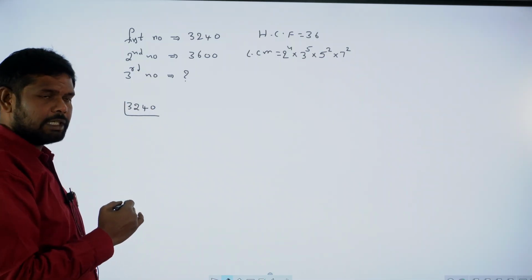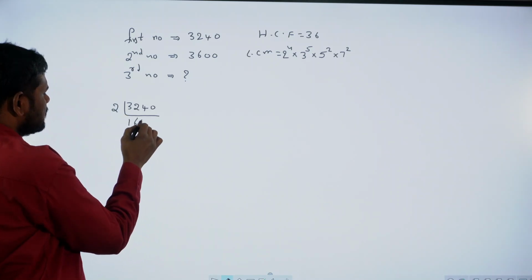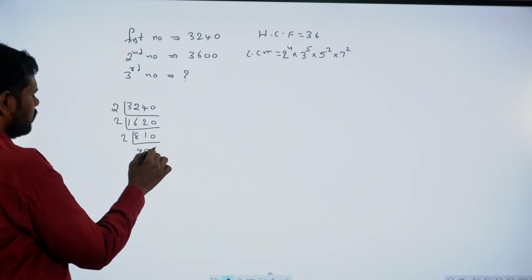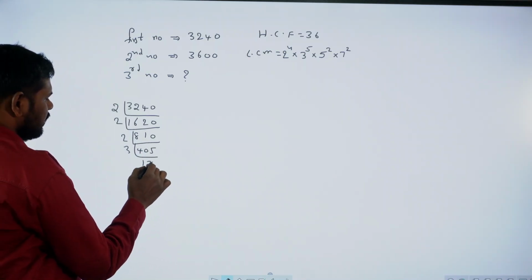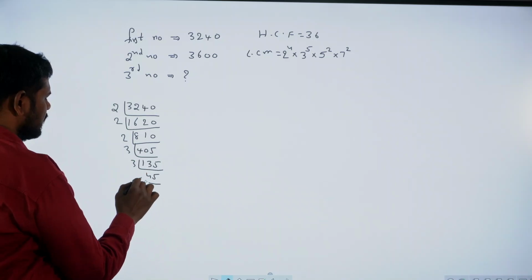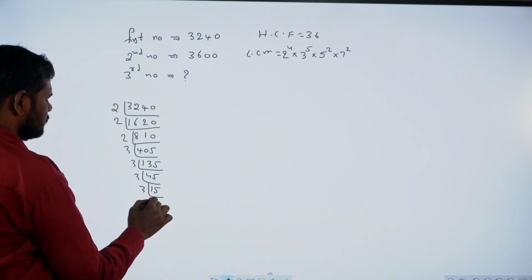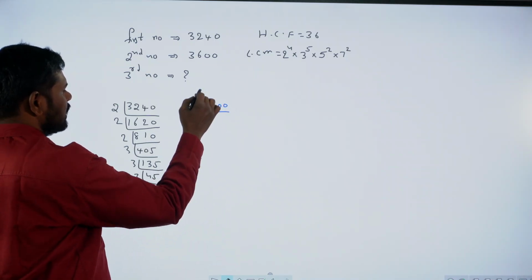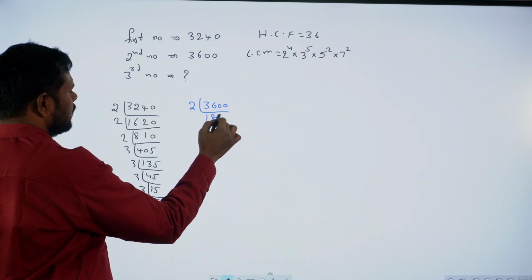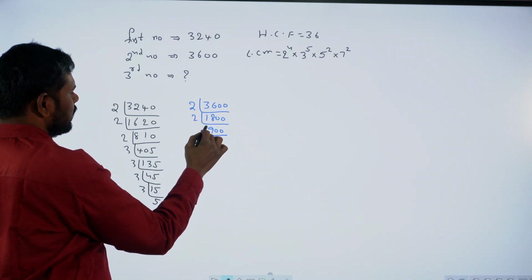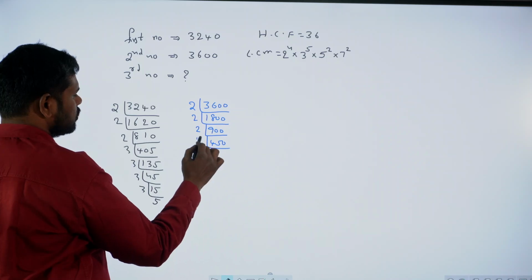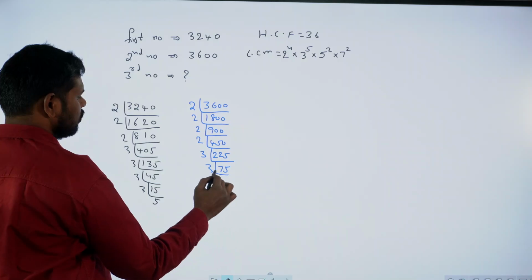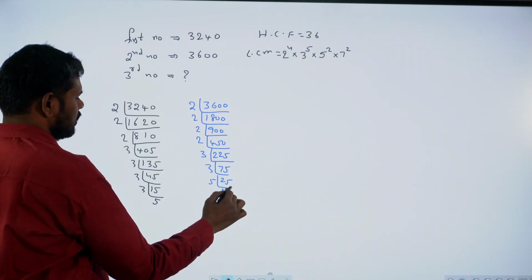3240, convert to prime factorization. 2 1620s, then again 2 810s, then 2 405s, and then 3 135s, then again 3 45s, then 3 15s, then 3 5s. Similarly for 3600: 2 1800s, then 2 900s, 2 450s, 2 225s, 3 75s, 3 25s, 5 5s.